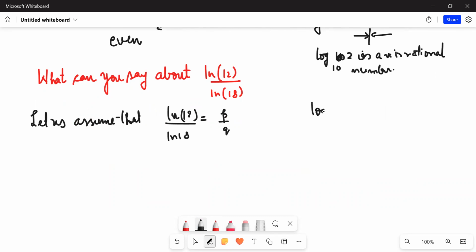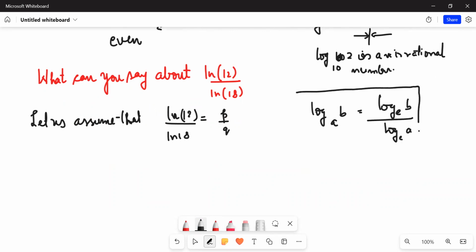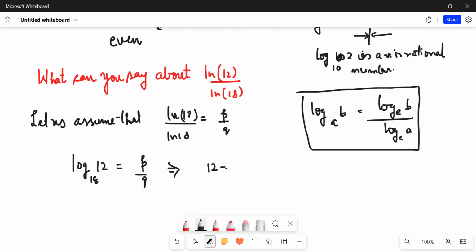Always remember this is the base changing formula. This I'm just dictating to you right now. I hope you know this. If you don't know this, please do understand that if you want to write log b to the base a, you can change them to a common base, let's say e here. So if I'm writing ln 12 upon ln 18, it will be equal to log of 12 to the base 18 is equal to p over q. And this I can write that 12 is equal to 18 raised to power p upon q.